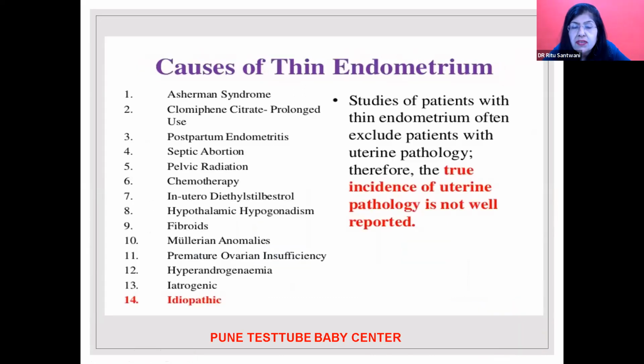So now, what are the causes of thin endometrium? As we all know, Asherman syndrome, which we see most commonly in India, CC prolonged use, postpartum endometritis, septic abortion, pelvic chemotherapy, hypothalamic hypogonadism, fibroids, Mullerian anomalies, premature ovarian insufficiency, hyperandrogenemia, iatrogenic, and idiopathic. Studies of patients with thin endometrium often exclude the patients with other uterine pathology. Therefore, the true incidence of uterine pathology is not well reported.